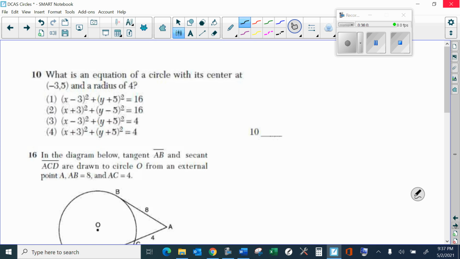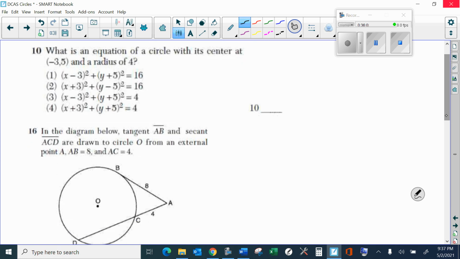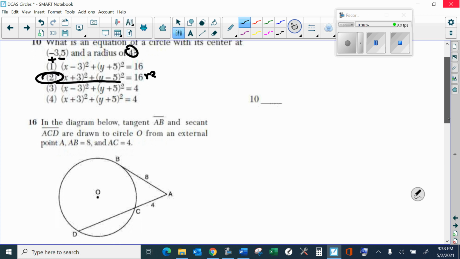Let's see. The equation of a circle with center at 3, negative 5, and radius 4. Remember, we do opposite. So it's plus 3, it should say, and a minus 5. Plus 3 and a minus 5, that's the only one that's got plus 3, and then radius of 4 makes it 16, because that's r squared. Okay, don't forget, opposite, and then square the radius.